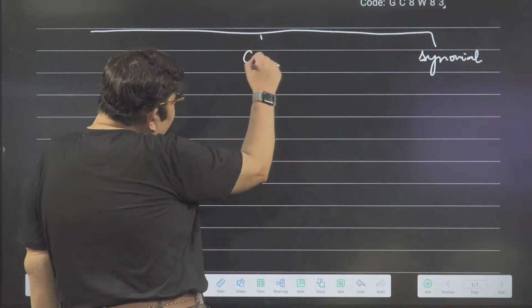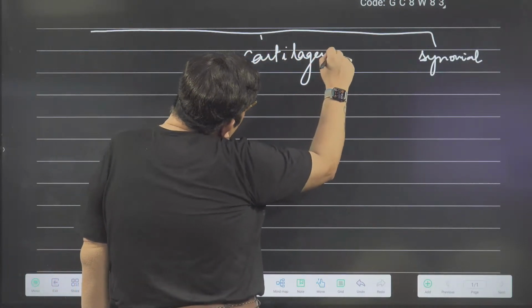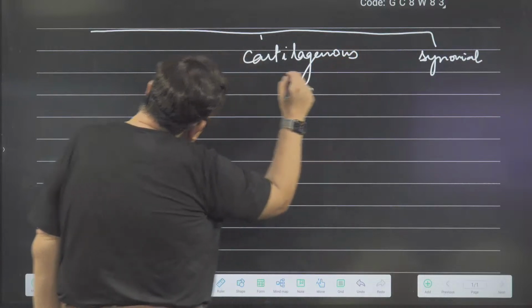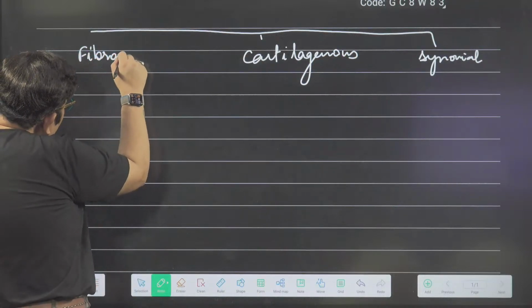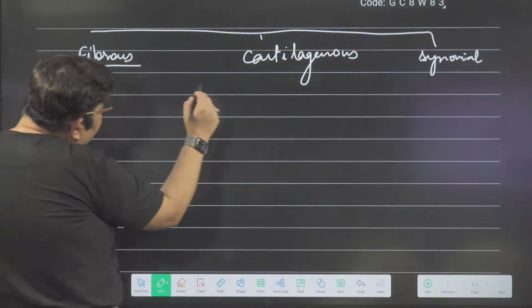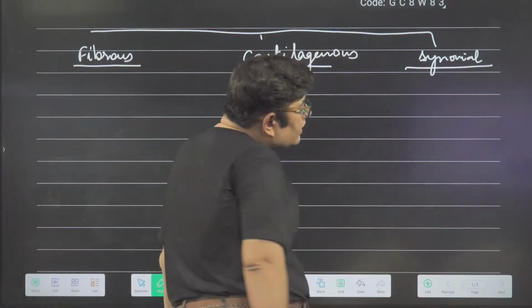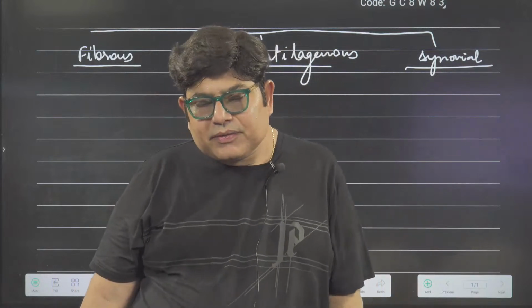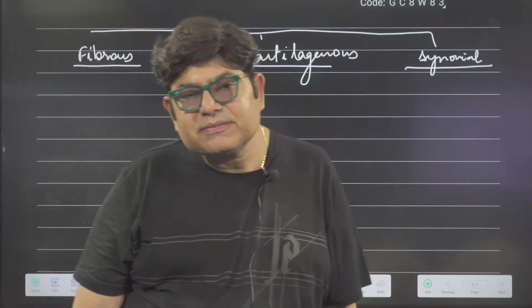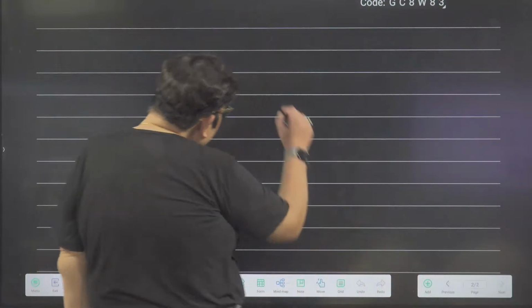Synovial joint, second type, cartilaginous, and fibrous joints. Fibrous joints are immovable. Cartilaginous are semi-movable and synovial are freely movable. Immovable, semi-movable, freely movable. But before that, I just want to align you all with one question.